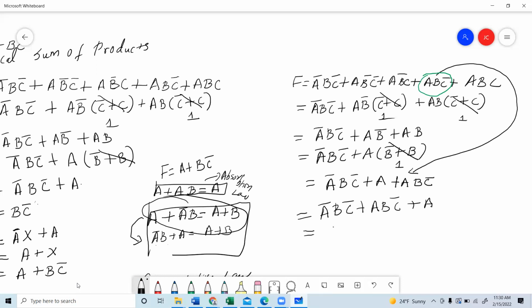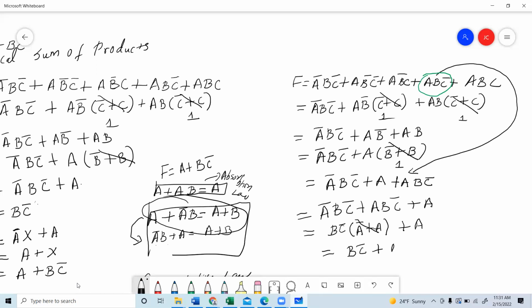Now, what is common between these two terms? Can anyone tell me what is common? A and A bar, but what is the common term outside? B C bar, right? B C bar, and inside it will be A bar plus A, and plus A is there. We know that A bar plus A is 1. So it is nothing but B C bar plus A.